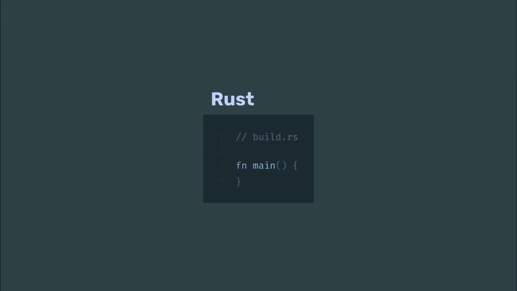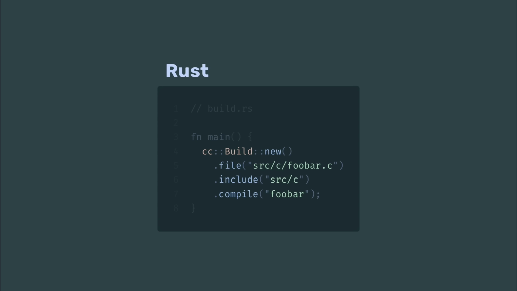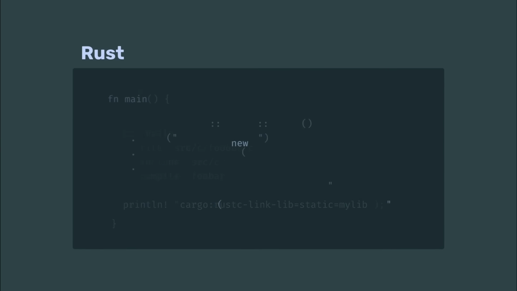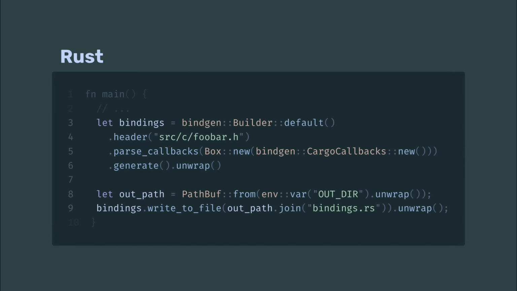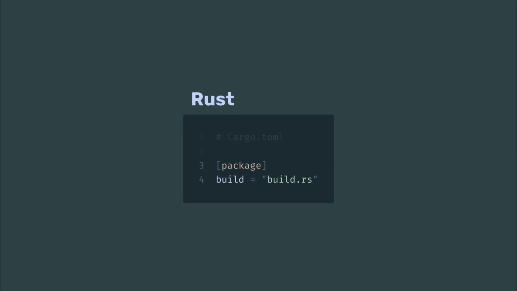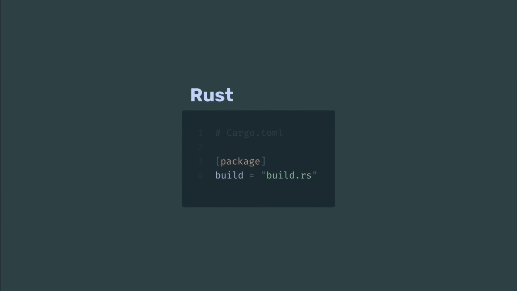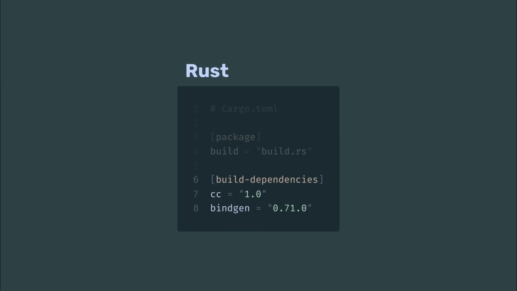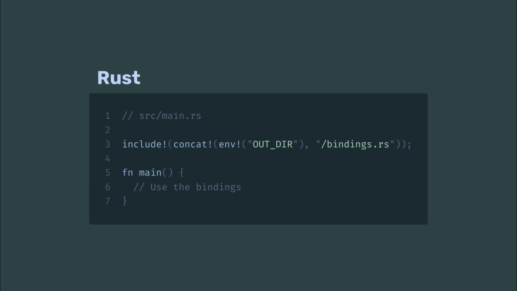First, it needs to build the C library so we can link it. Then it typically runs bindgen to generate the Rust bindings from the C headers. In Cargo.toml, we need to specify that our crate has this custom build process. We also need to add the necessary build dependencies, like bindgen itself. And finally, we can include the generated bindings in our code, usually like this.